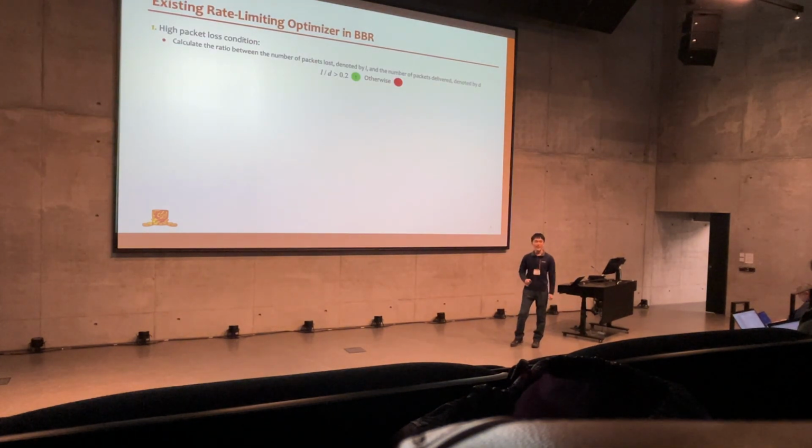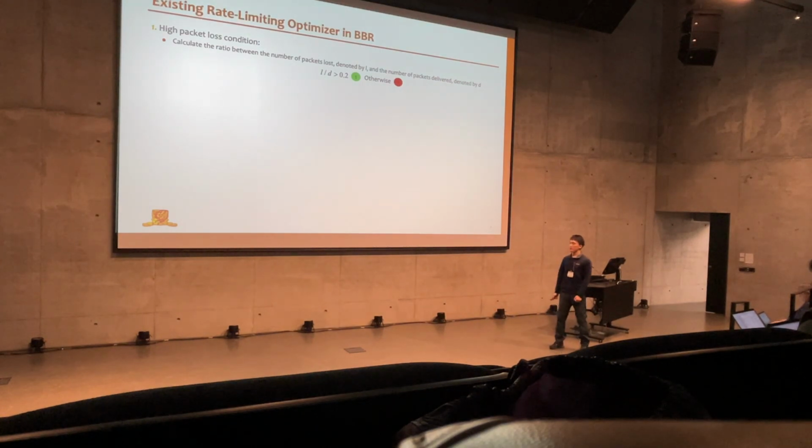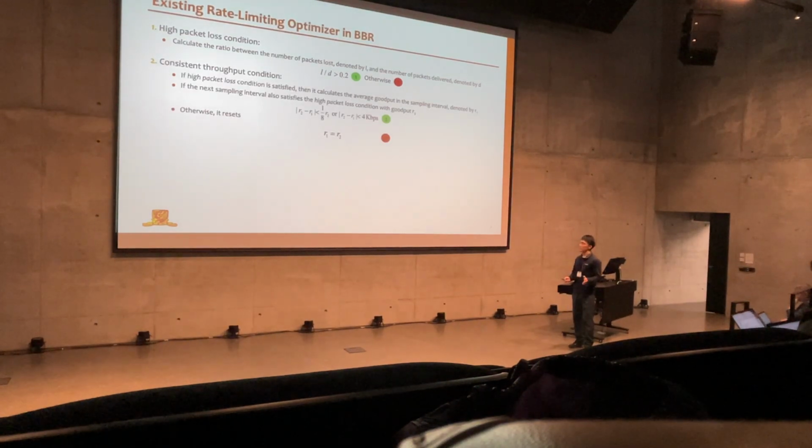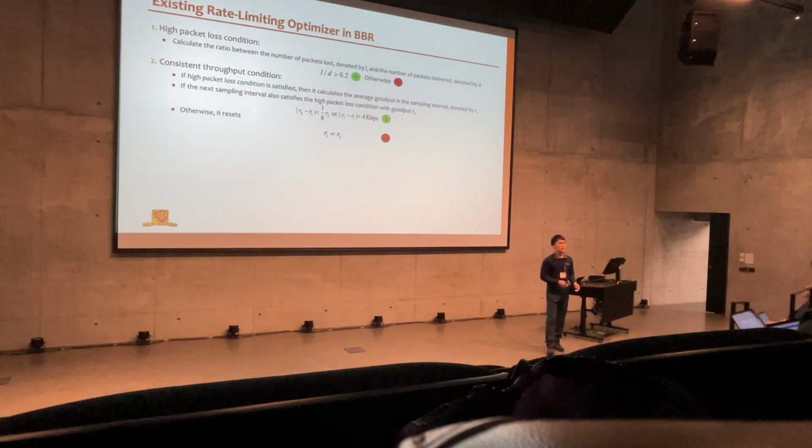Based on our analysis of the BBR source code, we will present the operational principle of BBR. We try to use two conditions to detect the rate-limited mobile network. The first condition is about the head packet loss condition. After the tokens are depleted, packets will be dropped by the rate limiter, so this is why we have the first condition. And the second condition requires a constant throughput. In the rate-limiting region, the rate limit is fixed, so that's why we have the second condition.